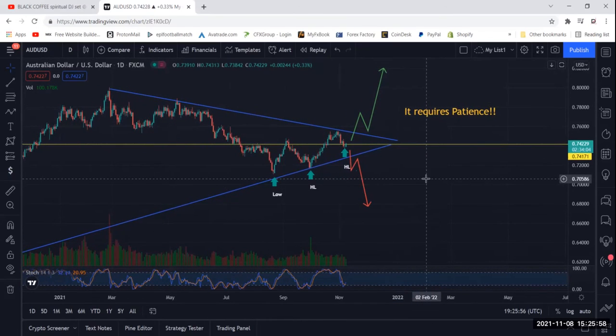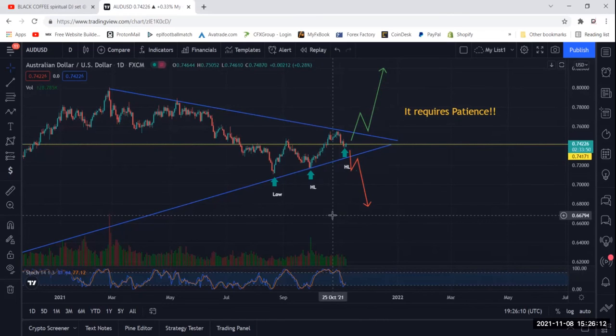All right, so this is my short clip on my outlook of the Australian dollar against the USD today. I am expecting that we can see a breakout of this pennant and then a test before a further push up. But at this point in time, anything can happen. The market will do what it wants.